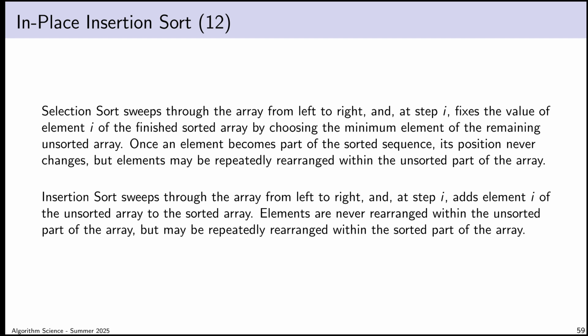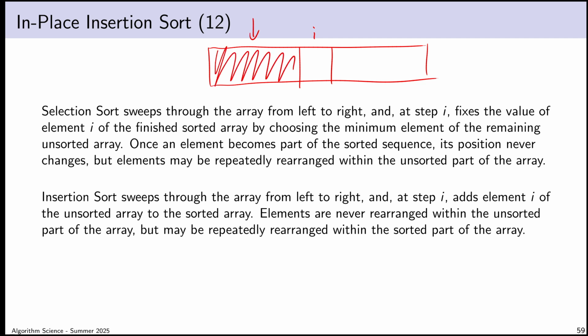And there's a description of what I mean with some technical language here, but basically selection sort sweeps through the array from left to right. So if I look at the array, and I think about iteration i of selection sort, everything over here is in its final sorted position. There are some things over here that are not, and they might keep moving around.